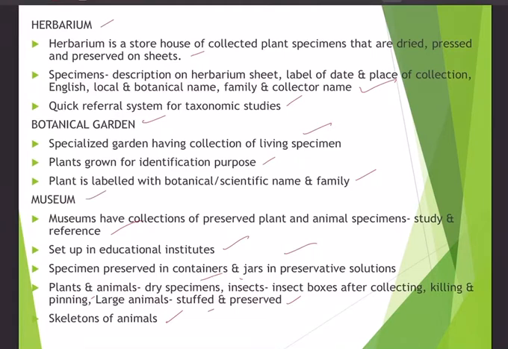Then we go to the third one, that is biological museums. Museums have a collection of preserved plant and animal specimens, and they help in study and ready reference. It is set up in educational institutions. Specimens are preserved in containers, like in our biology lab, where we are seeing jars in preservative solutions. Both plants and animals can be preserved. It can be dry specimens, insect boxes after collecting, pinning the animals, and of course we have got in our lab stuffed animals also. And of course all of you have seen the skeleton of animals.